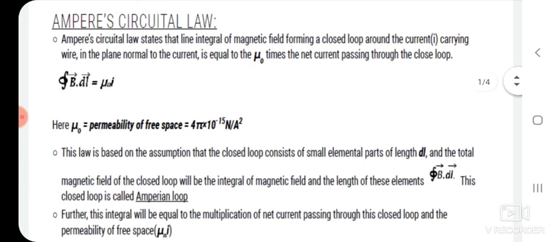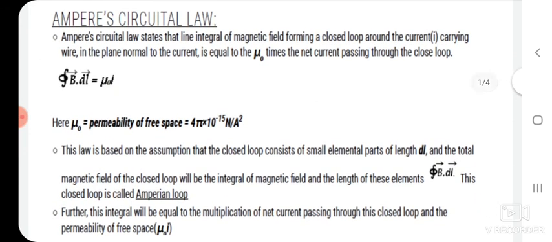Okay, any doubt in this Ampere circuital law? If you have, you can ask me anytime. It represents the line integral of a magnetic field over a closed loop dl equal to the permeability times the current flowing throughout that loop, mu naught times I. This is nothing but Ampere's circuital law. Thank you.